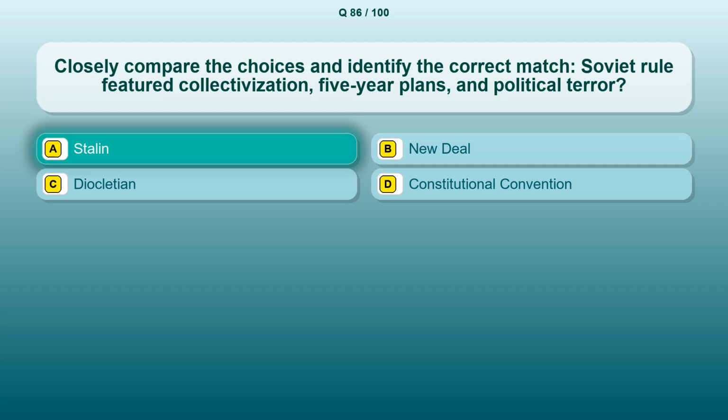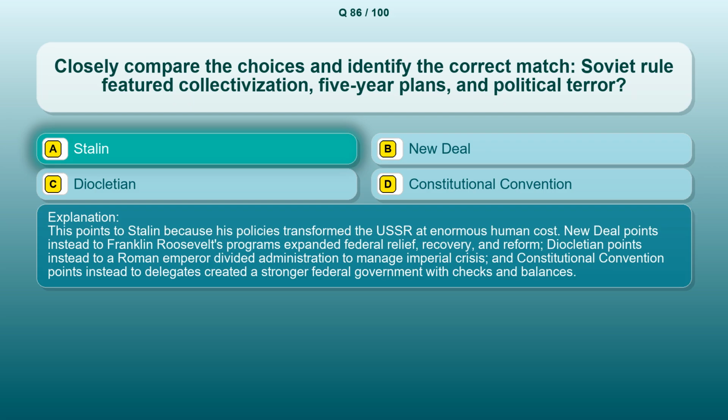The correct answer is option A, Stalin. This points to Stalin because his policies transformed the USSR at enormous human cost. New Deal points instead to Franklin Roosevelt's programs expanded federal relief, recovery, and reform. Diocletian points instead to a Roman emperor divided administration to manage imperial crisis, and Constitutional Convention points instead to delegates created a stronger federal government with checks and balances.